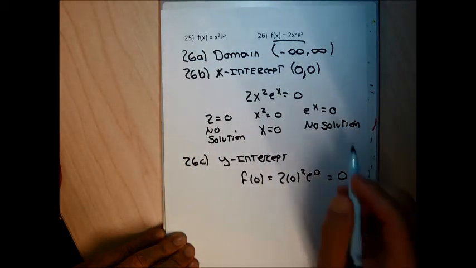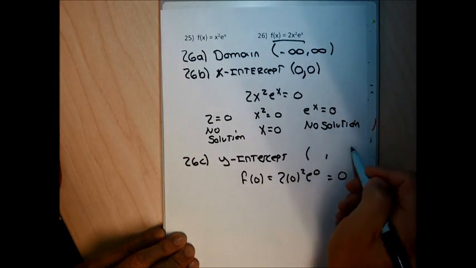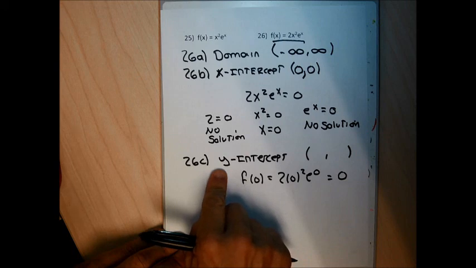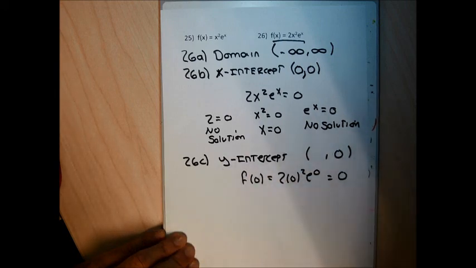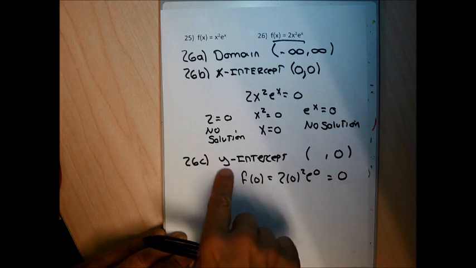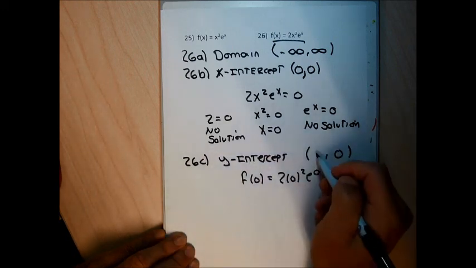Always the algebra gives you the coordinate of the letter that we're looking for. I'm looking for the y-intercept. The algebra gave me y equal to 0. And always the letter that has the opposite name gets 0. So the x part of the y-intercept is 0.